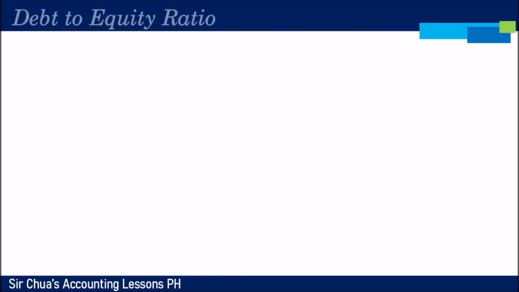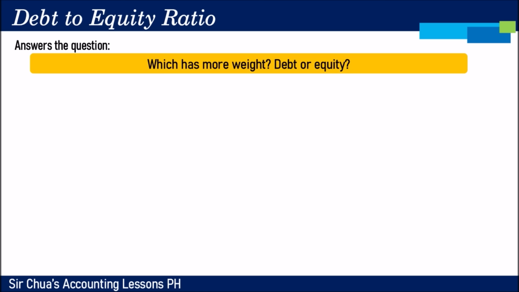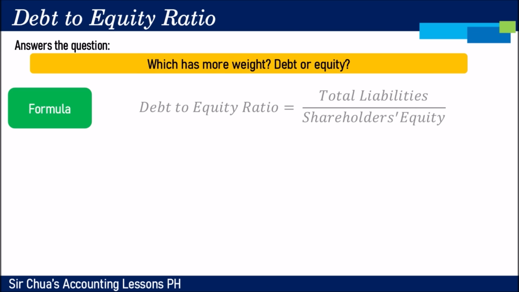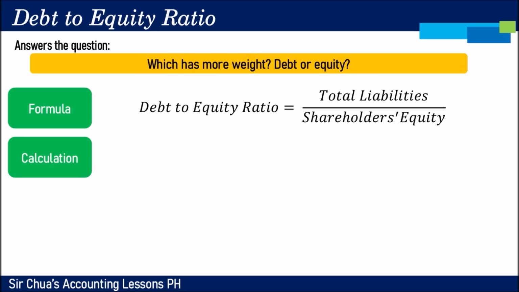Okay, let's continue with debt to equity ratio. It answers the question, which has more weight, debt or equity? Anong mas malaki, debt or equity? Okay? Actually, sa debt ratio natin kanina, malalaman nyo na din eh. But we can simply do this calculation as well in order for us to understand. So, you will just be comparing your total liabilities to total equity. Okay? So, for your calculation, you just get the liabilities and equity both for 2020 and 2019.